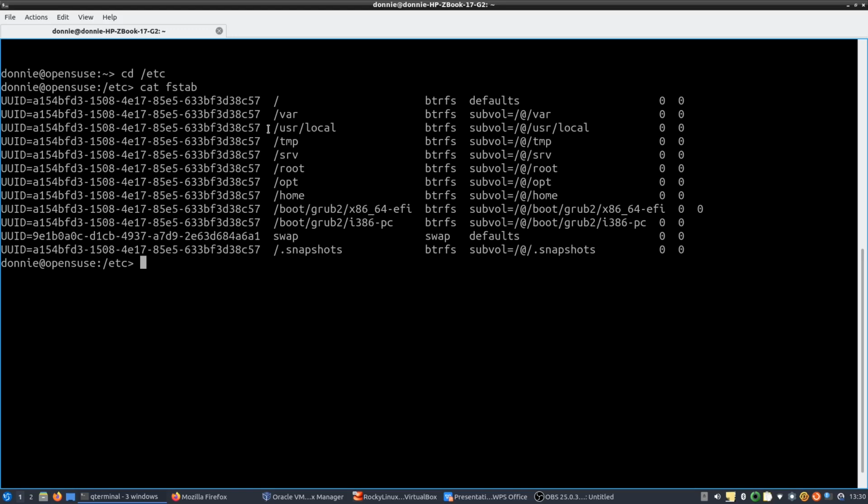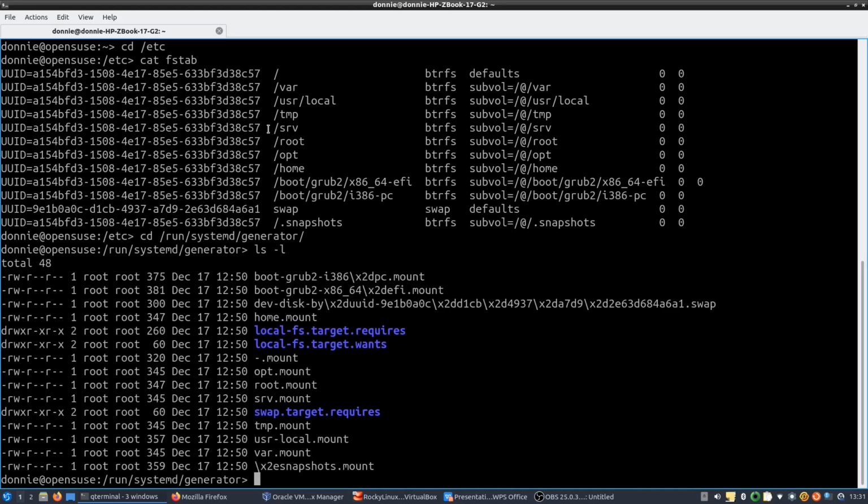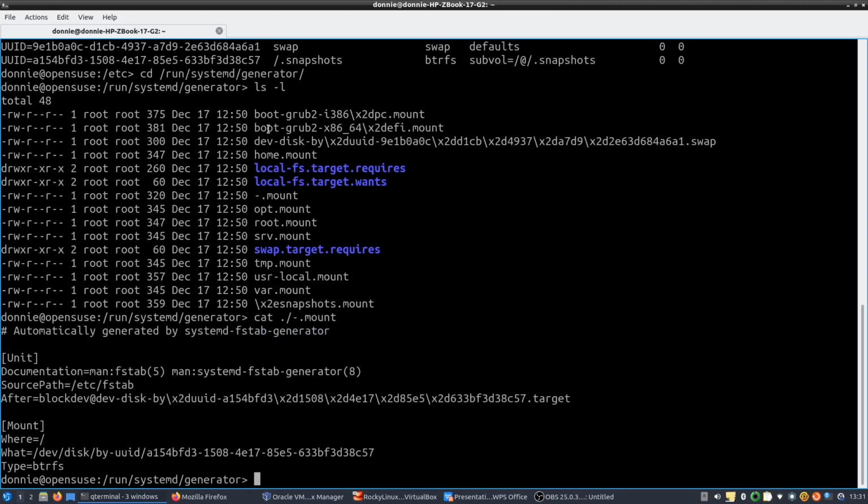But anyway, we can go into the run directory here. And so we see all of our different mount unit files here. And again, let's just do a cat. Okay, so this is for the root partition. It just shows the particular partition that we're mounting, and it is type Btrfs.